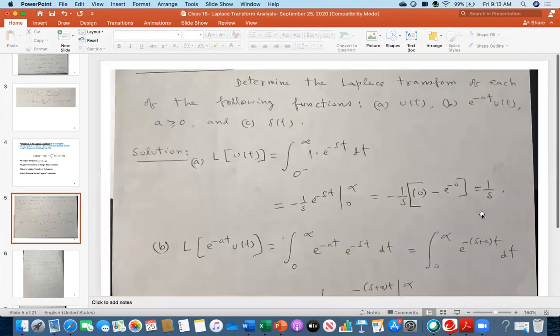Everybody see here, I am asking, determine the Laplace transform of each of the following functions. Question A, u(t), that's the function. Question B, e to the power minus at u(t), where a is greater than or equal to 0, and C, delta. So for each of these functions, find out the Laplace transform.